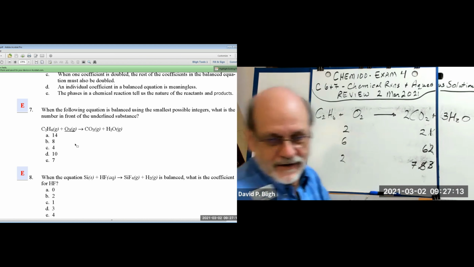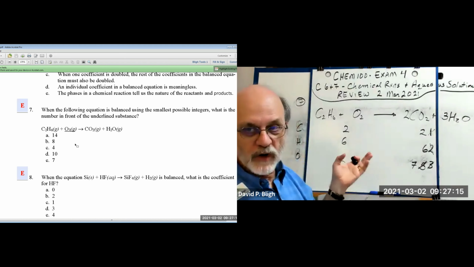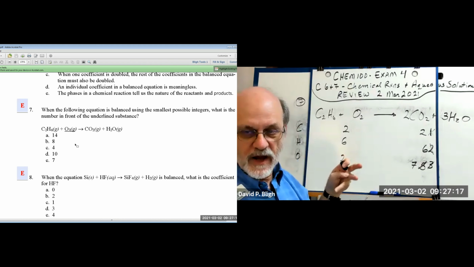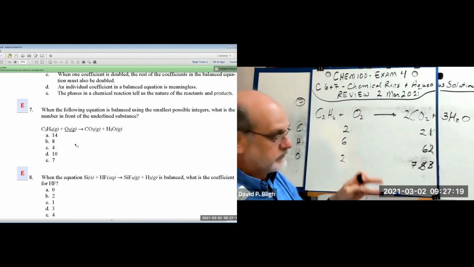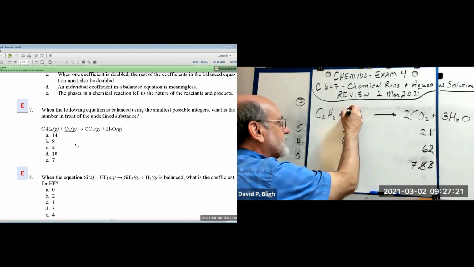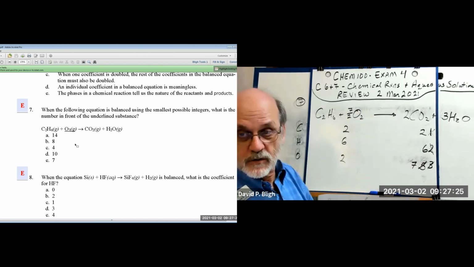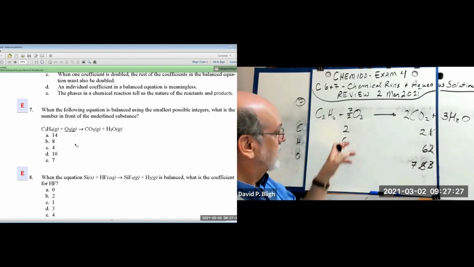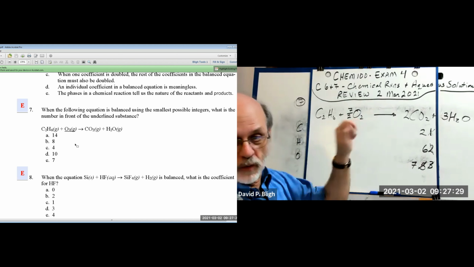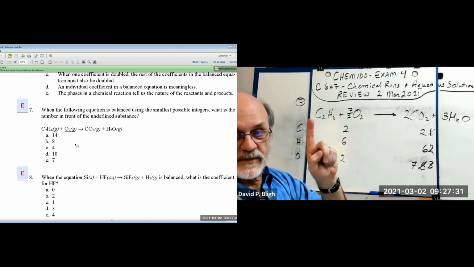So how do you do that? No whole number is going to do it for you. We have to use the fraction trick. So if we say 7 halves of an O2, we get 7 oxygens, right? Because a half of an O2 is 1 oxygen, and 1 times 7 is 7.